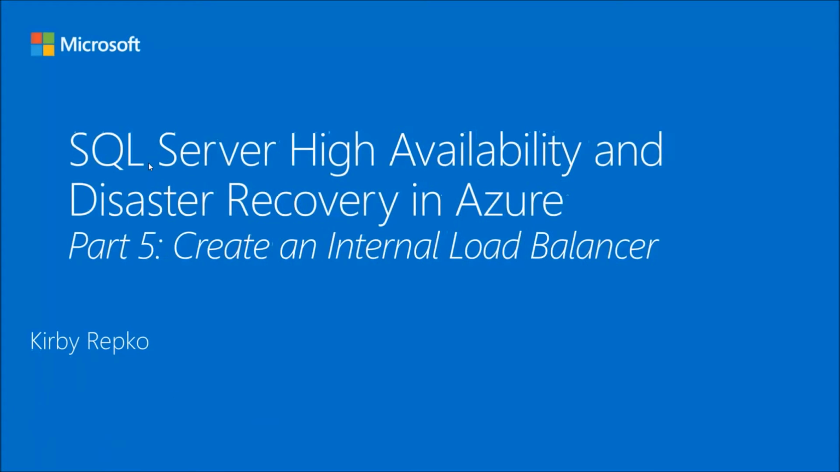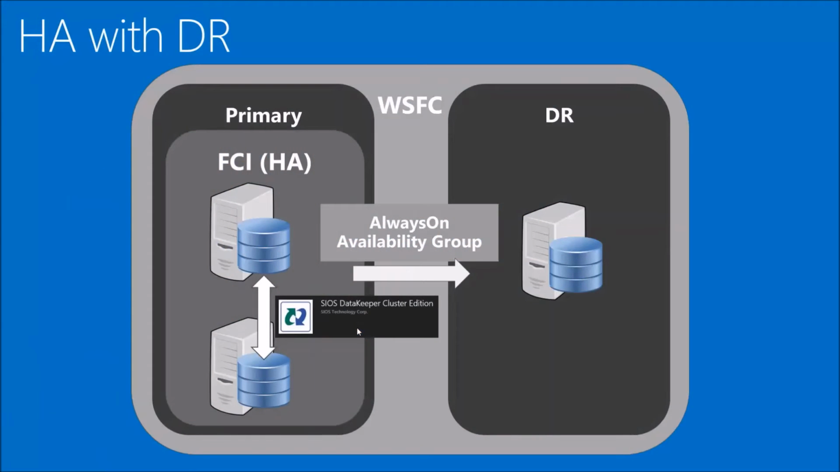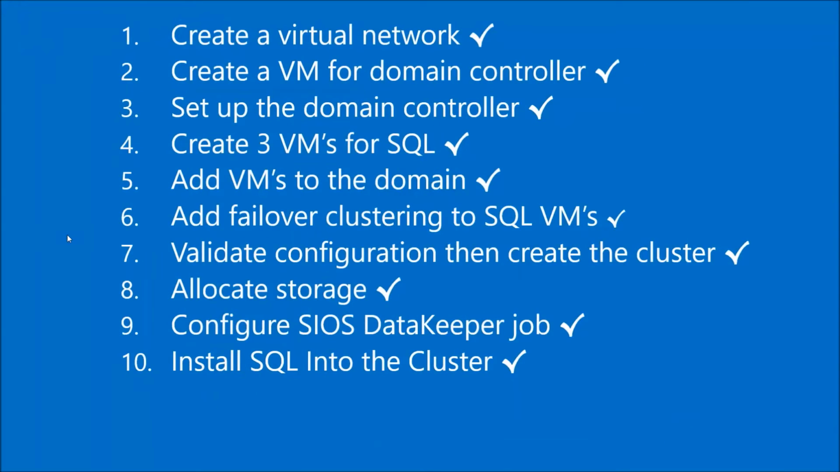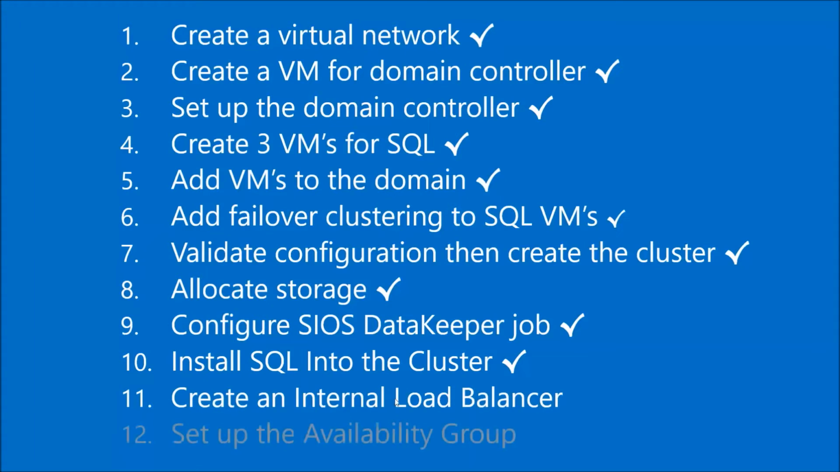Today we're going to wrap up building a failover cluster instance in Azure. Just as a review, what we've done so far, we've built a Windows Server failover cluster. We've built the failover cluster instance using SIOS DataKeeper to keep the two drives in sync. But what we need to do now is create an internal load balancer. And that allows us, in Azure, to talk to the virtual SQL cluster name. So how do we do that?